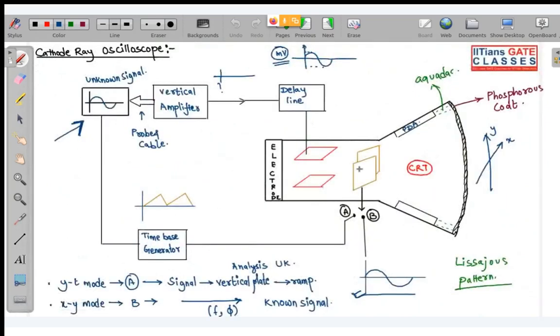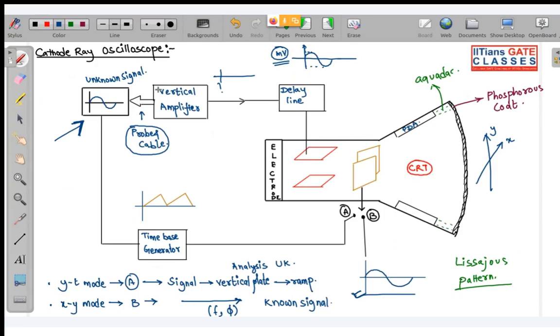Basically this is your CRO. This complete CRO I have modeled using an RC circuit, and there is a probe and cable which has some internal resistance and internal capacitance, known as probe resistance and probe capacitance. How they are modeled with the CRO, and how the probe causes attenuation in a signal, we are going to see.